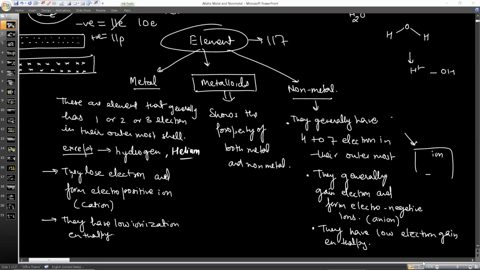Sir, I didn't understand the last point of metals. They have low ionization energy. We will discuss what ionization energy is. So they have low ionization energy.